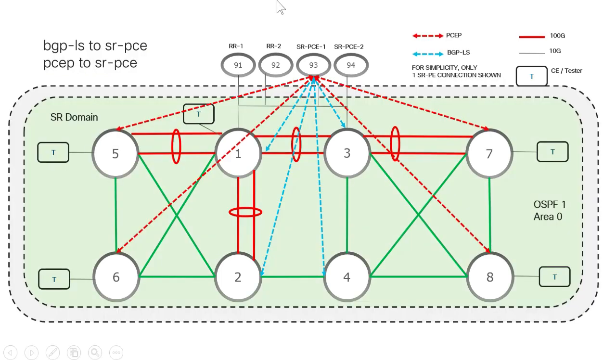In this testing, we will also use Cisco SR PCE, which is router 93. We also activate PCEP, the Path Computation Element Protocol, on the SR PCE and also on the PE 5, 6, 7, and 8. And we also use BGP link state on the blue line. We activate BGP link state on the SR PCE and on routers 1, 2, 3, and 4. Let's see on the router.